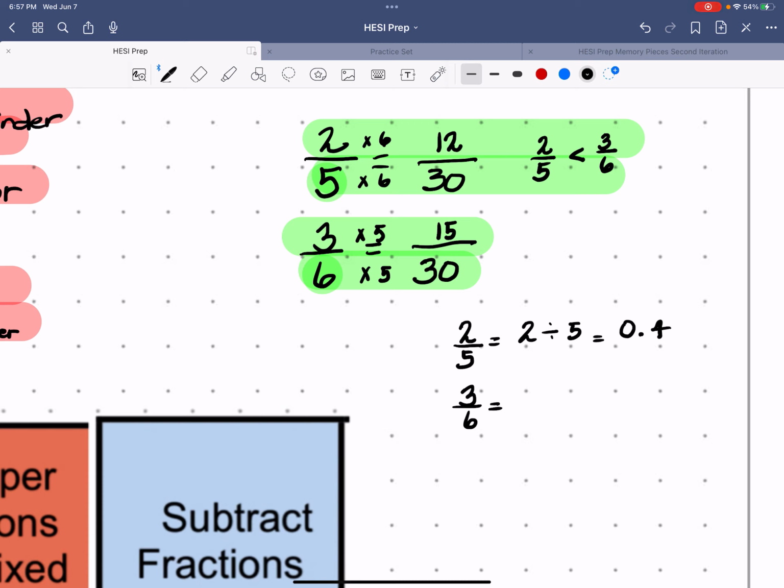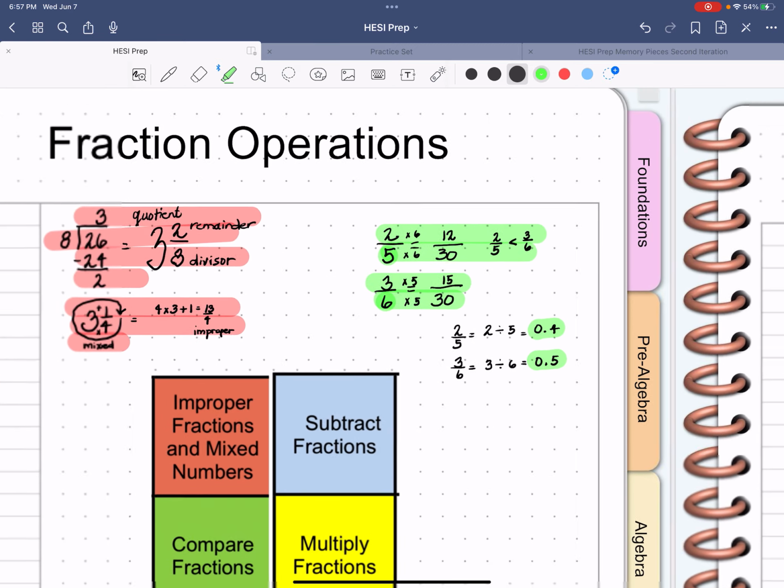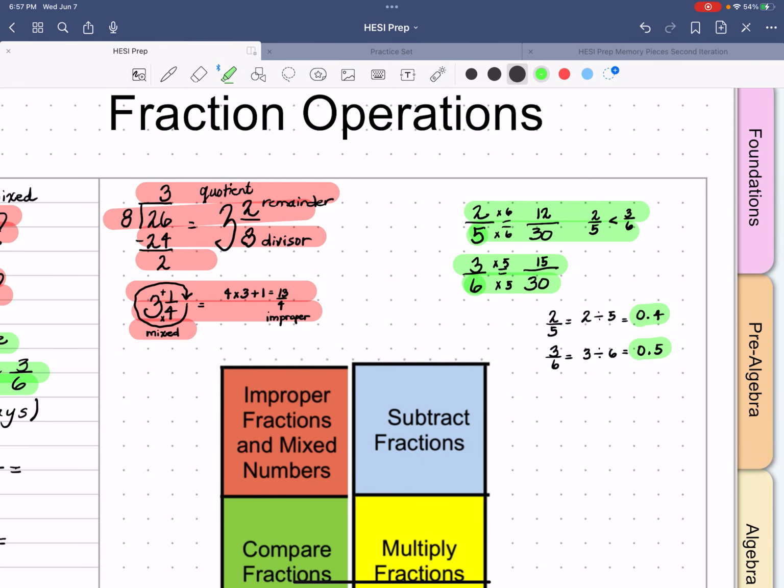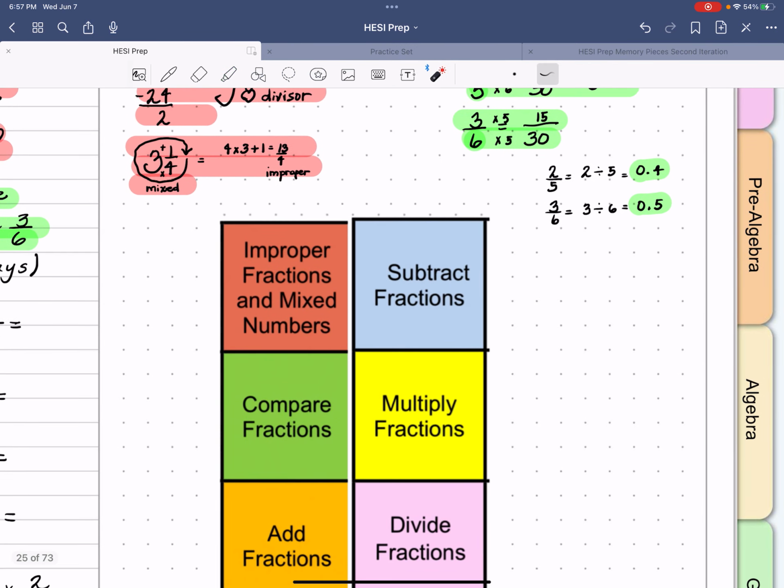3/6 is 3 divided by 6. That is 0.5. So I can still tell you that 2/5 is less than 3/6 by comparing those decimals. So you can do it either way. If you like fractions, you can use the common denominator. But again, that goes in this green section, comparing fractions.